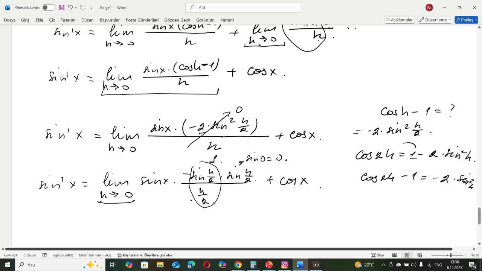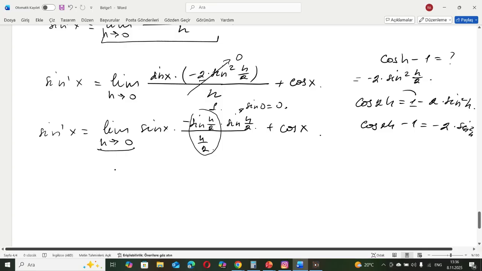Let me get some space. And finally, the derivative of sine x goes to just cosine x. Yep, we found our derivative of sine x as cosine x.